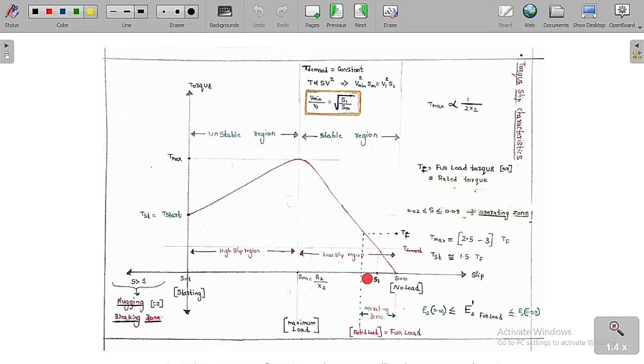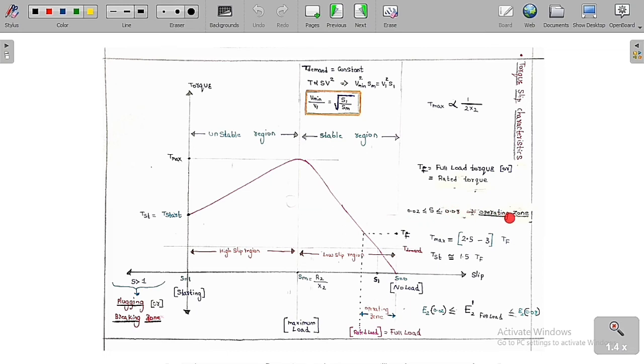This full load is also called the rated load or the full load. The corresponding slip is called SF, and the corresponding torque is called TF. Because a load has a certain torque demand, and the corresponding slip, let me assume, is S1. So TF is called the full load torque or the rated torque, and the maximum torque is directly proportional to 1 by R2. And I have already told you the safe operating zone is 0.02 to 0.08.